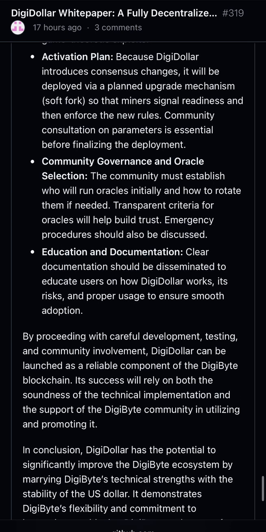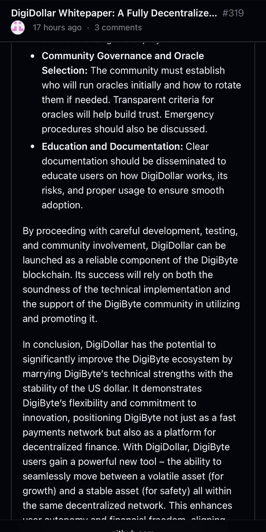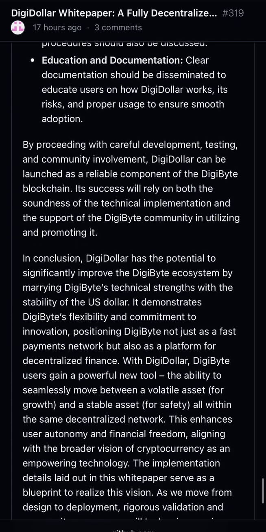Activation plan: because DigiDollar introduces consensus changes, it will be deployed via a planned upgrade mechanism, a soft fork, so that miners signal readiness and then enforce the new rules. Community consultation on parameters is essential before finalizing the deployment. Community governance and oracle selection: the community must establish who will run oracles initially and how to rotate them if needed. Transparent criteria for oracles will help build trust. Emergency procedures should also be discussed.